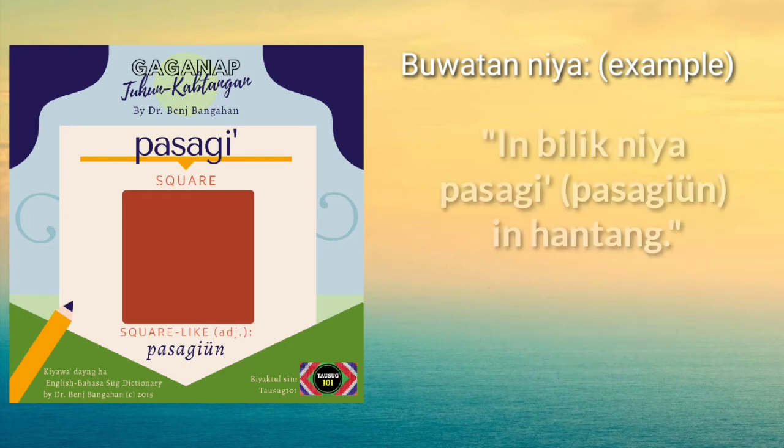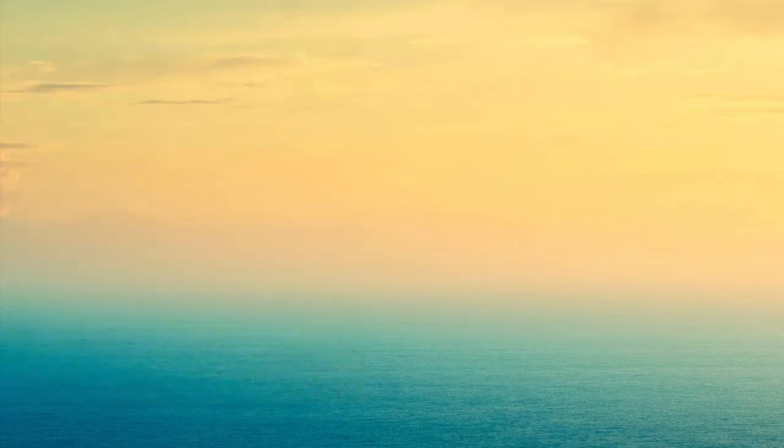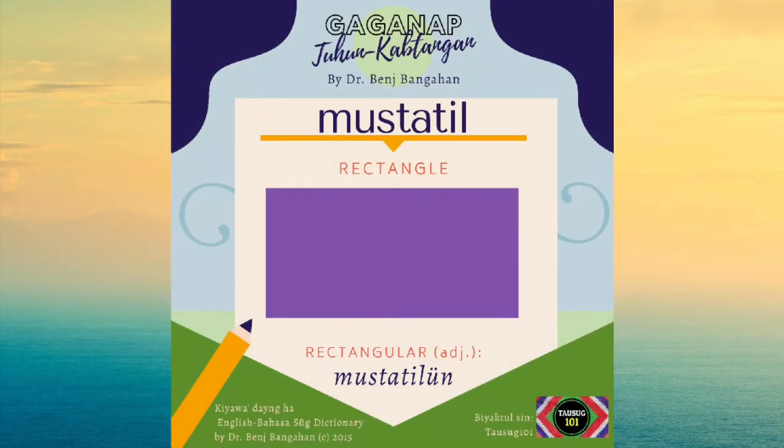Another example: in bilik niya pasariun in hantang. Her room has a square form. Pasari.